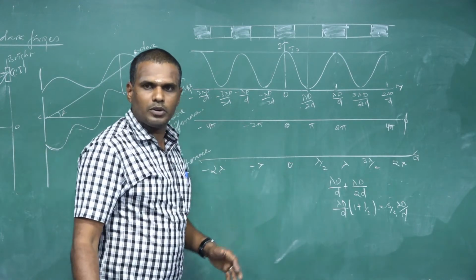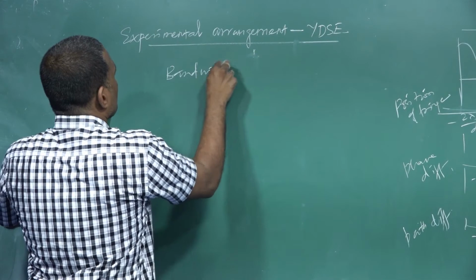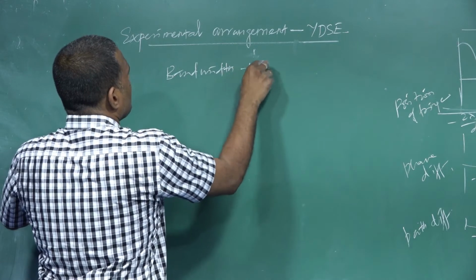Now we shall speak about the bandwidth. Bandwidth is represented as beta.